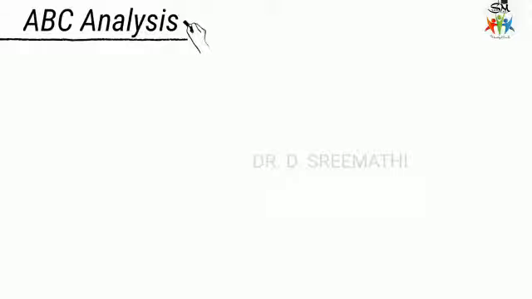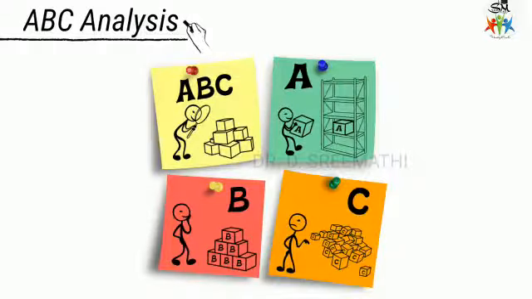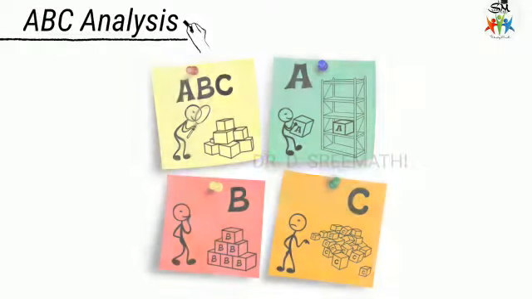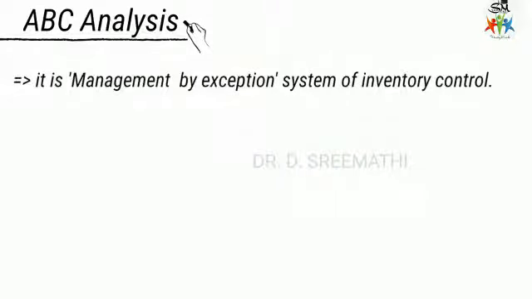Today we are going to see another technique of inventory control called ABC analysis. So what is ABC analysis? This is only a theory portion we are going to see, not with the problem. For your exams they will ask only a theory, okay? And so what is ABC analysis? It is about management by exception of inventory control.